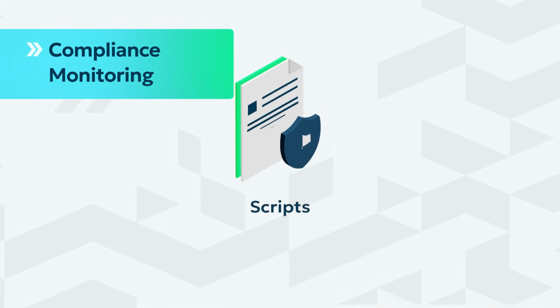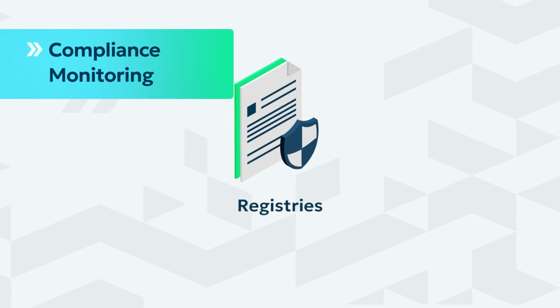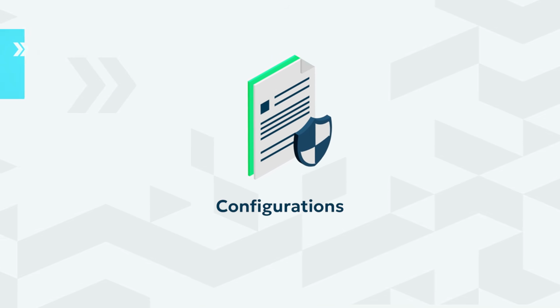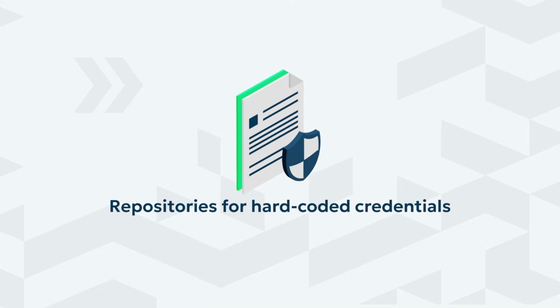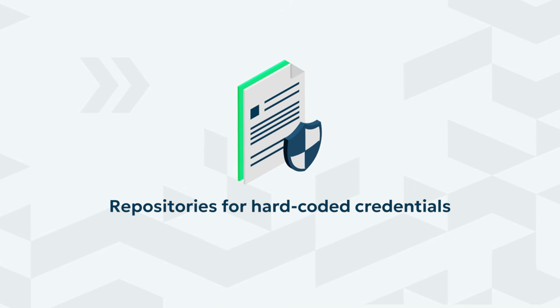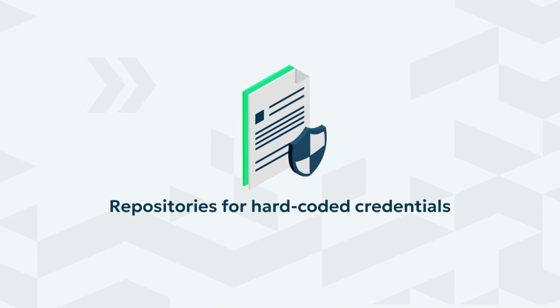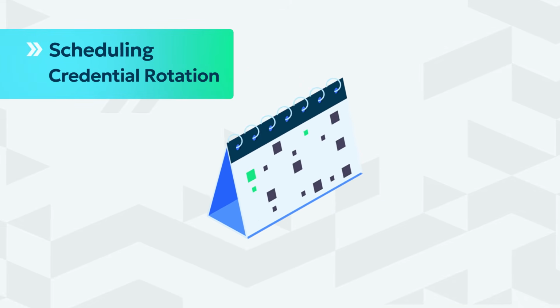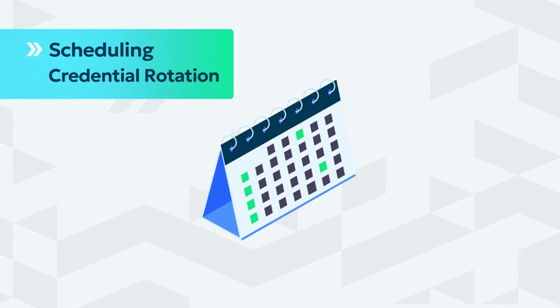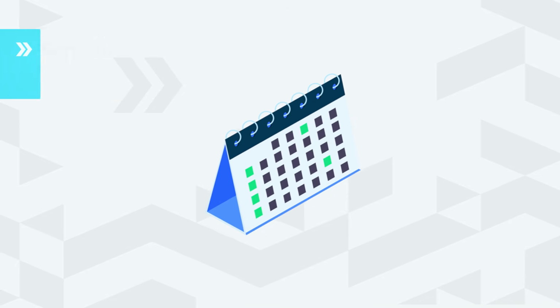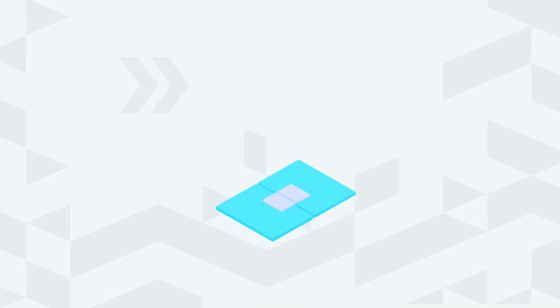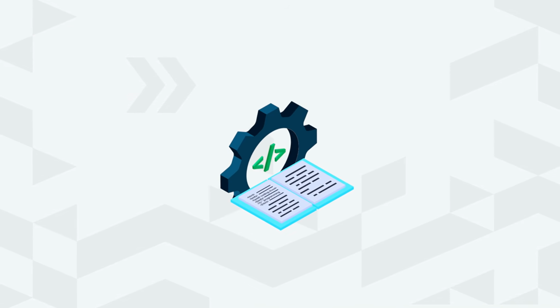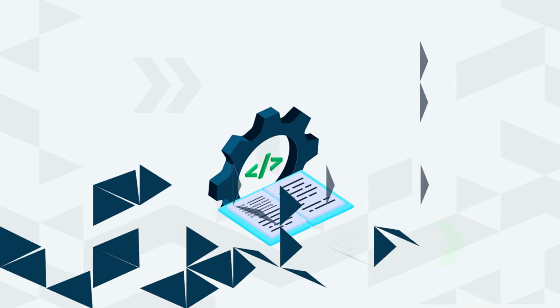Automation can also support compliance by scanning scripts, registries, configurations, and repositories for hard-coded credentials before they become incidents. This significantly reduces human error. Scheduled automation helps enforce credential rotation as well. Whether prompting technicians or rotating supported credentials automatically, scripts reduce reliance on memory and manual tracking.